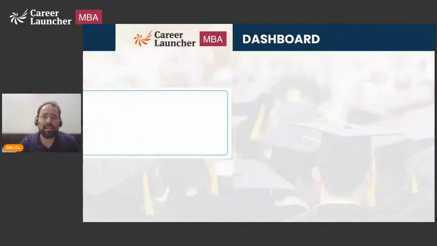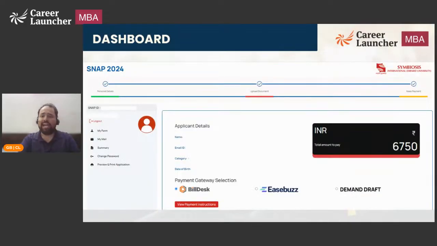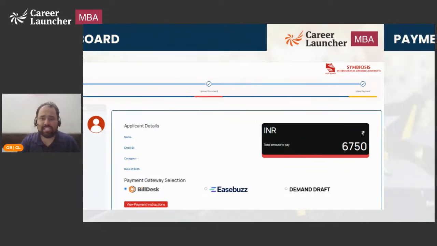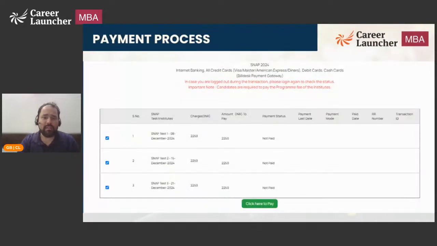Then you move to the payment gateway. ठीक है? And this is how your dashboard will look. Exam, imagine I had said all 3 exams I want to write. तो 6750 मेरा आ गया. मेरे को ये लग रहा है अपना dashboard. 3 gateways है. Choose one of them. Go ahead and make the payment.